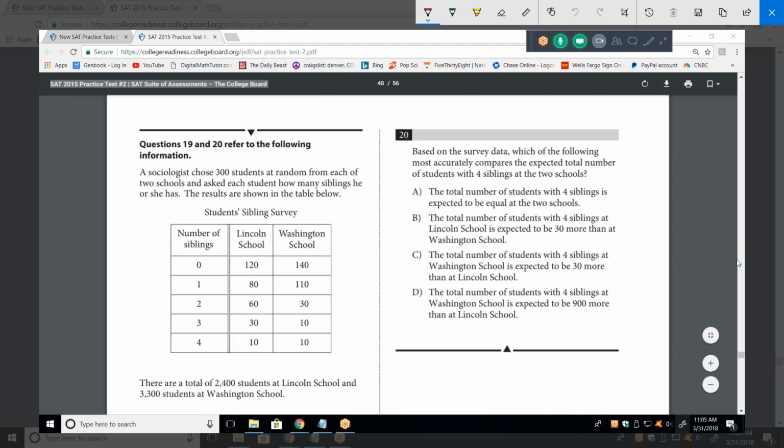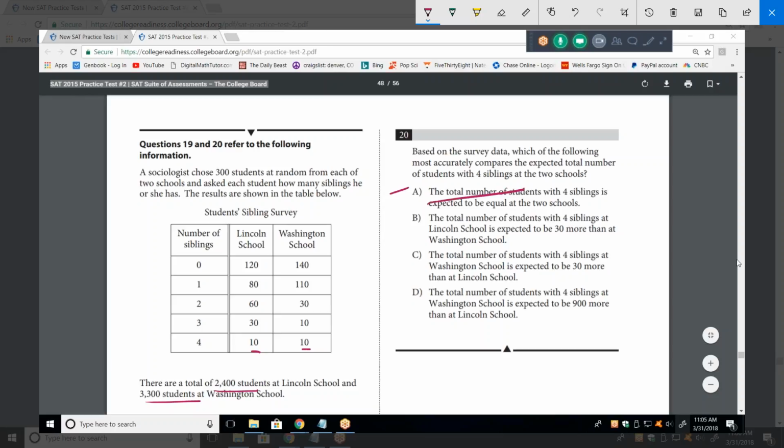Let's go through each one. How about A? The total number of students with 4 siblings is expected to be equal at the 2 schools. Is that true? No. In other words, in their sample size it was equal, but there's more students at Washington than there are at Lincoln. So you would actually expect Washington to have more students that had 4 siblings. So cross that one out.